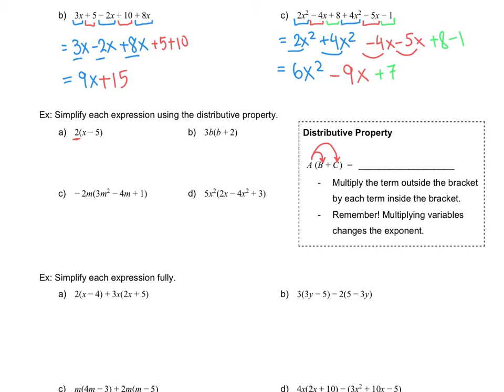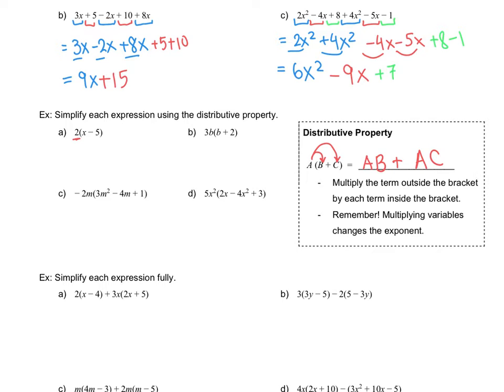So I would do a times b, and then plus, because that's the sign, a times c. And that's it. You just bring in that term outside the bracket through multiplication. So we do have to remember our multiplication rules. So we will multiply the coefficients together. And then if we have variables that we have to multiply, it will affect the exponent. And we'll see that in a second.